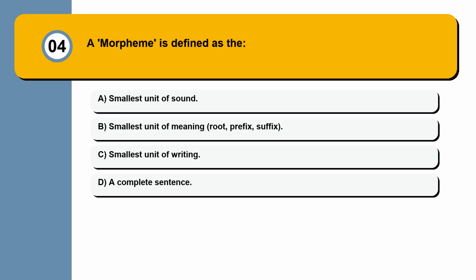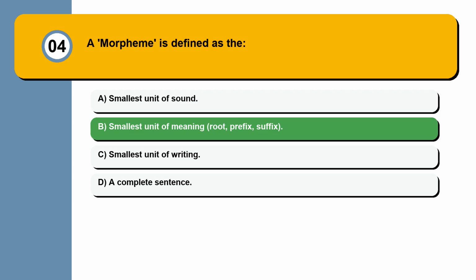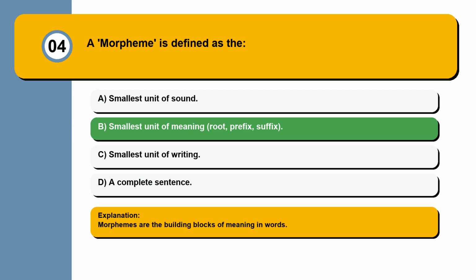Question 4. A morpheme is defined as: the smallest unit of sound, smallest unit of meaning, root, prefix, suffix, smallest unit of writing, a complete sentence. Morphemes are the building blocks of meaning in words.